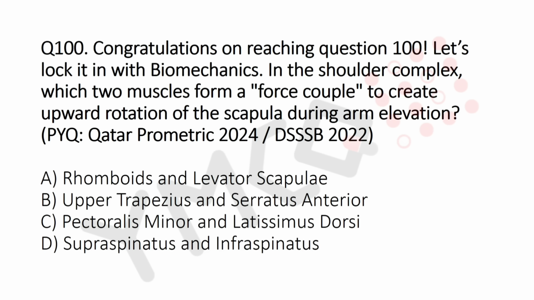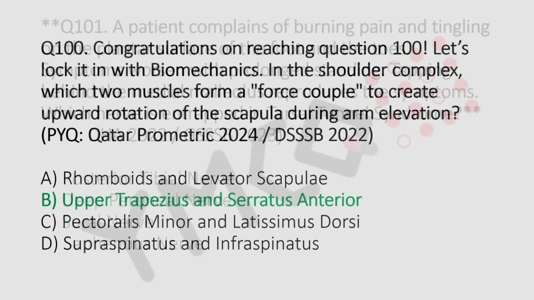And the answer is option B, upper trapezius and serratus anterior. To lift your arm all the way up, the shoulder blade has to rotate upward. The upper trapezius pulls up, the lower trapezius pulls down, and serratus anterior pulls forward. This creates coupled force that spins the scapula smoothly. Okay? Now let's move to question number 101.